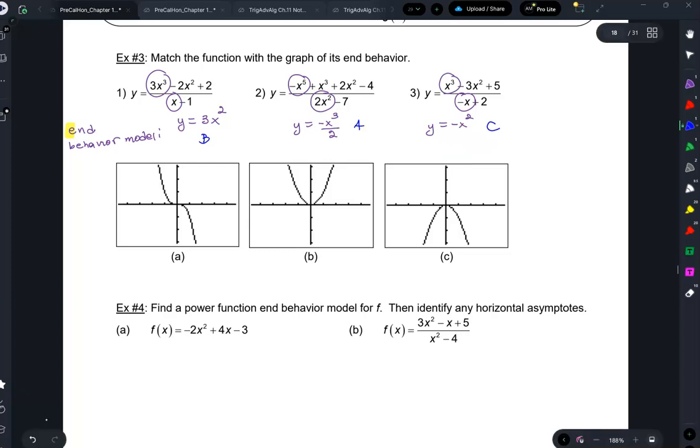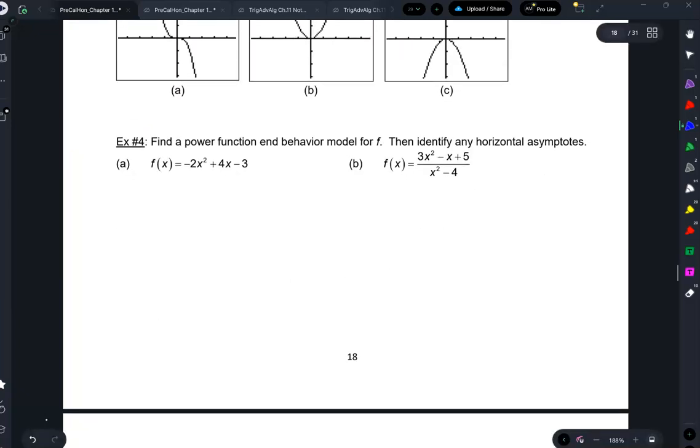Okay. All right. So here, use a power function and find a power function end behavior model for B. Same thing, right? Then identify any horizontal asymptotes. Y equals negative 2x squared for this one, right? That's the end behavior model. All right. Horizontal asymptote, what do we think? None. No horizontal asymptote, right?